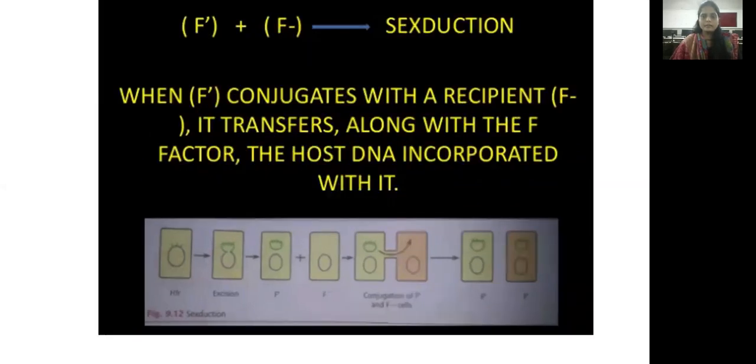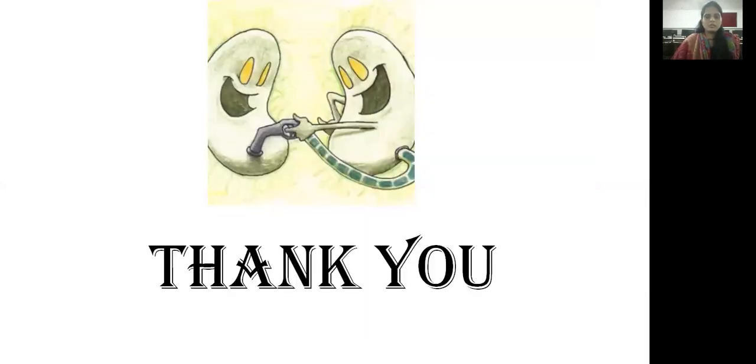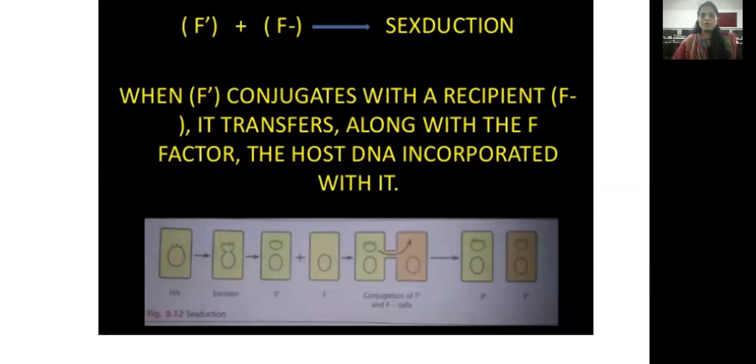So when conjugation of F prime with a female F negative occurs, that process is called sexduction. When F prime conjugates with a recipient female F negative, it transfers along with the F factor the host DNA incorporated with it. So as F prime contains host chromosomal DNA also, during the sexduction process, along with its own genes, host genes are also transferred into the female F negative cell. So this was the process of conjugation. Thank you.